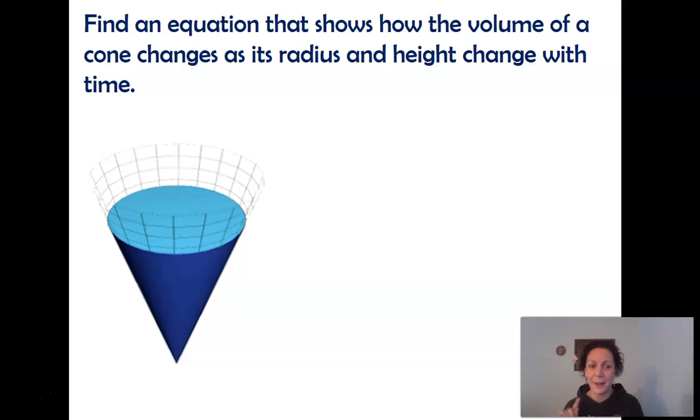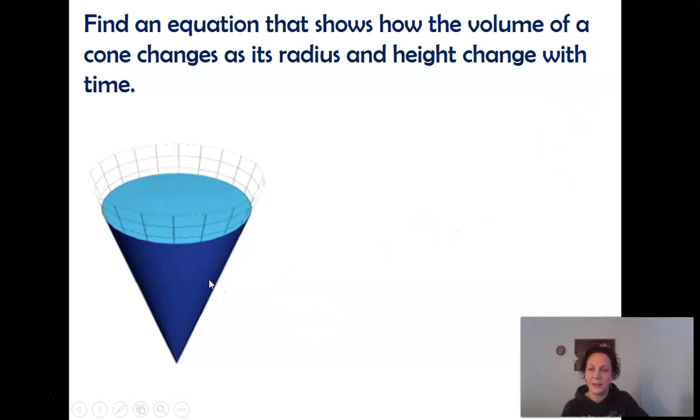Plus, I found this super cool little diagram. I believe it's called a GIF. So it says, find an equation that shows how the volume of a cone changes as its radius and height change with time. So my little GIF is not animating and it's upsetting me. Let me click it. There we go.